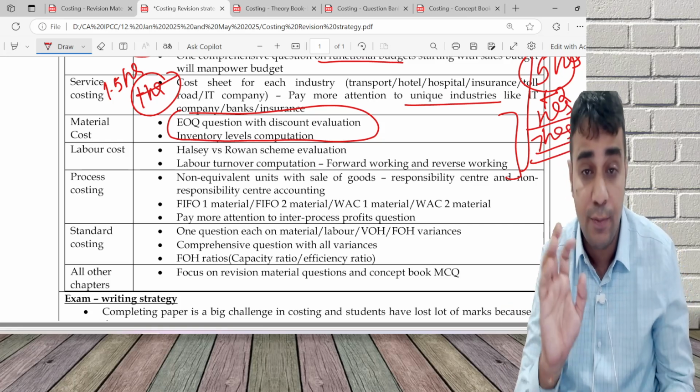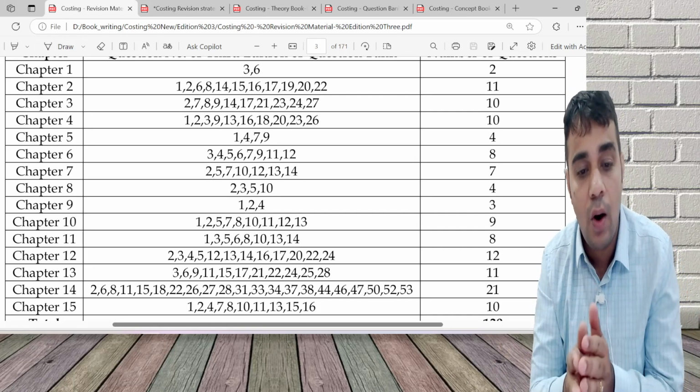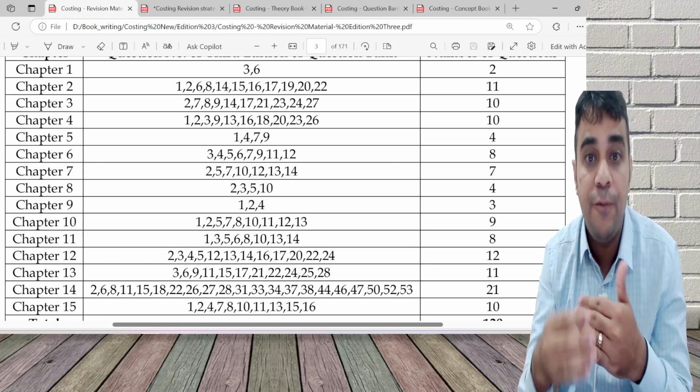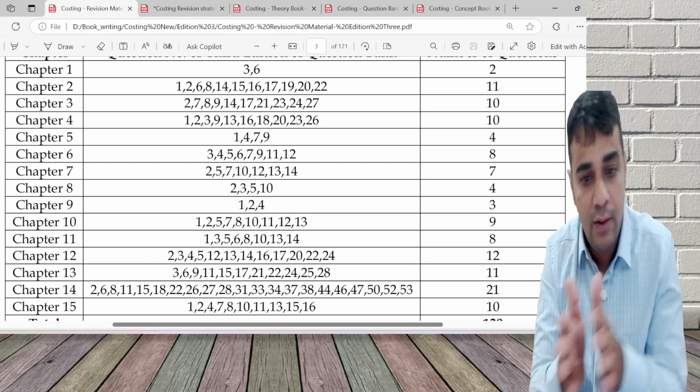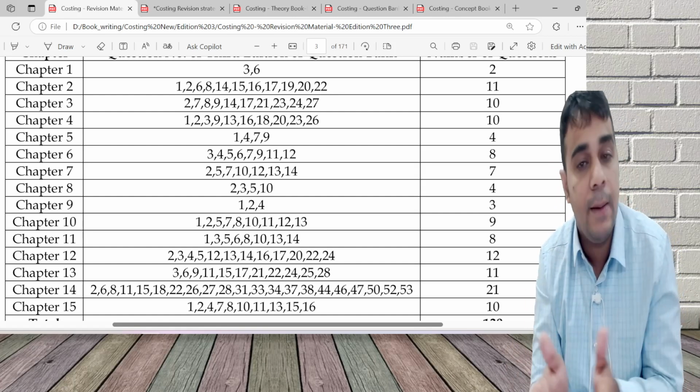Focus on the question and concept book. The concept book is going to be very, very critical. So the 130 questions, they can be solved before your last 2 days, that is, when you're doing your preparation, even in the next number of days you have, you can complete this.